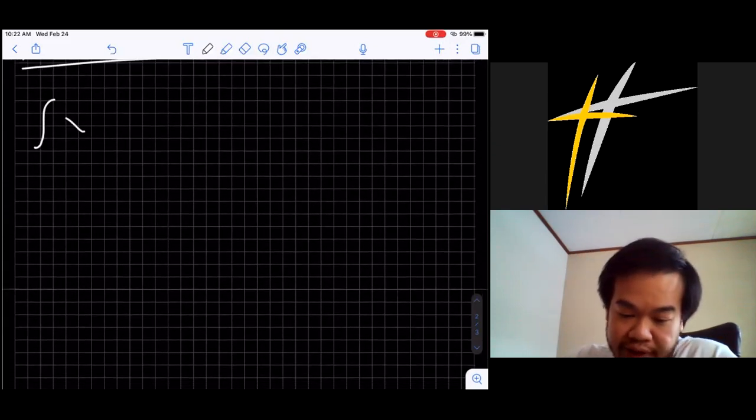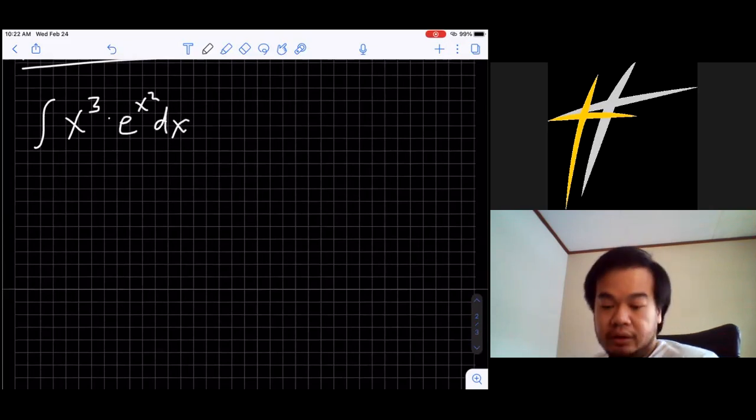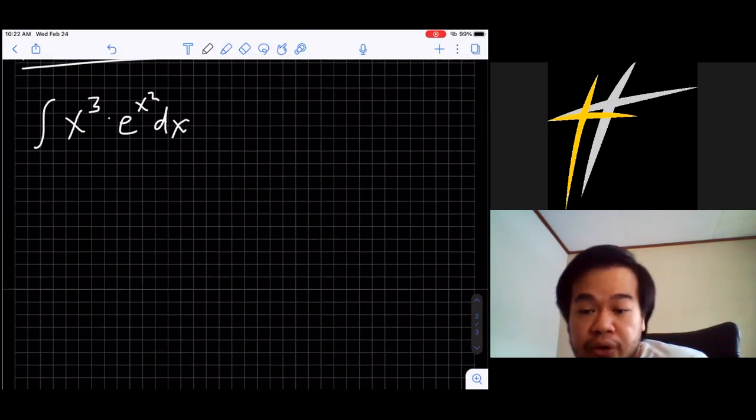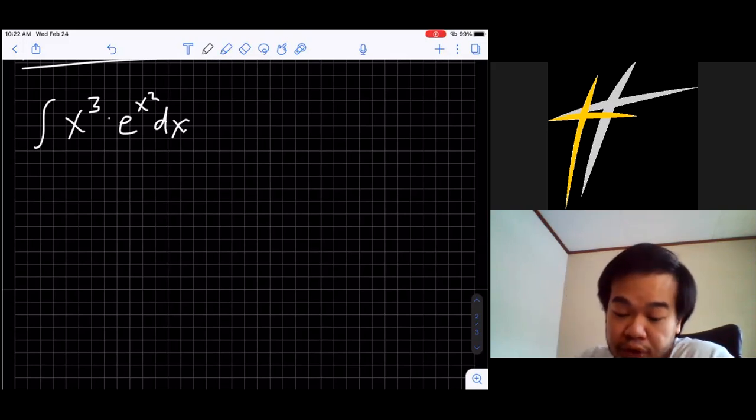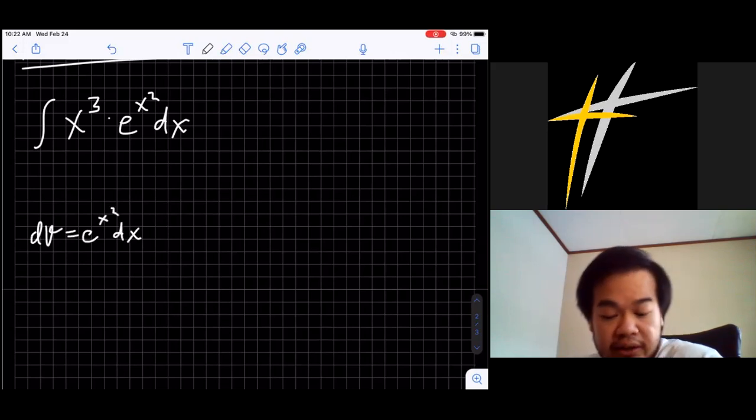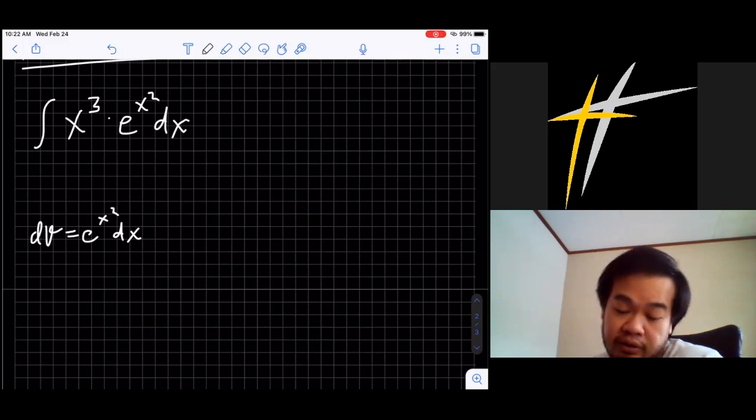Example 3 is the integral of x cubed times e power of x squared dx. Now, if you look at it clearly, it's obvious that x cubed is on the higher level and e power of x squared is the lower level, right? Because it's polynomial compared to the exponential. But also realize that if you make dv as e power of x squared dx, it's not easy to integrate. It's really hard to integrate e power of x squared only.